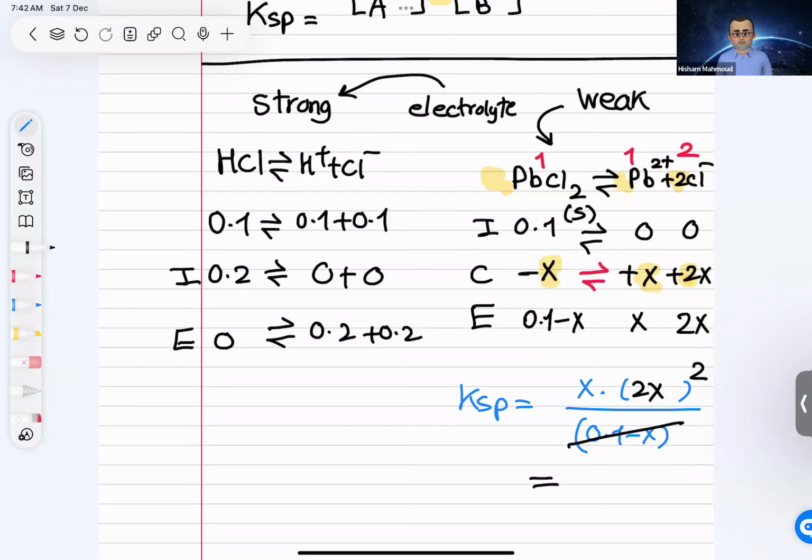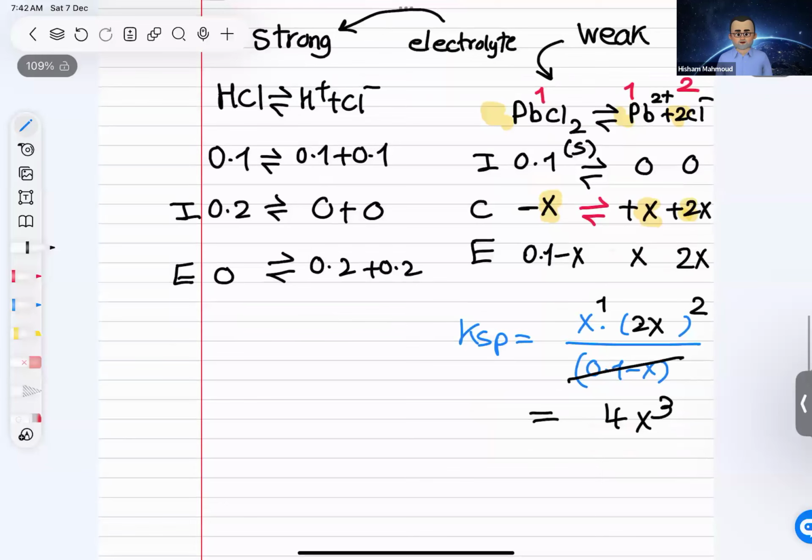And that's equivalent to 4X cubed. How did we get this? The 2 squared gives me 4, and then I add the powers, X to the power of 1 and X to the power of 2, so they become 4X cubed. So every time I have the form of 1 to 2, I can find it as 4X cubed.